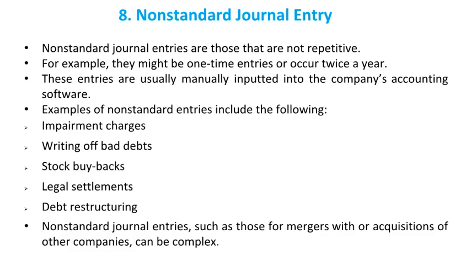Examples of non-standard entries include the following: impairment charges, writing off bad debt stock, buybacks, legal settlements, debt restructuring. Non-standard journal entries, such as those for mergers with or acquisitions of other companies, can be complex.